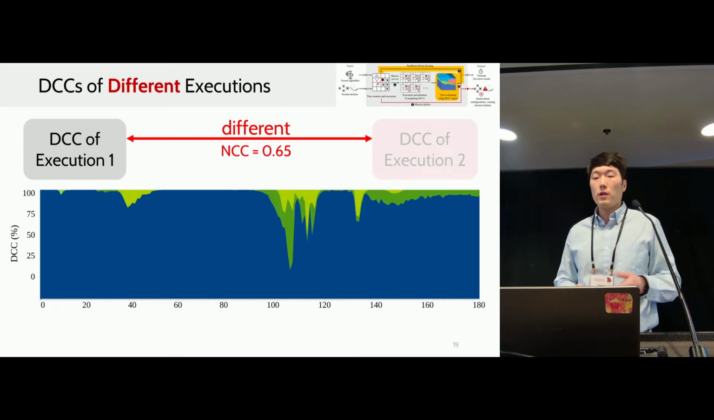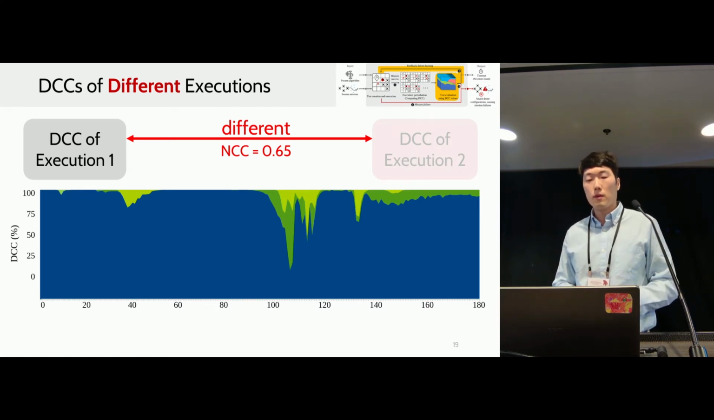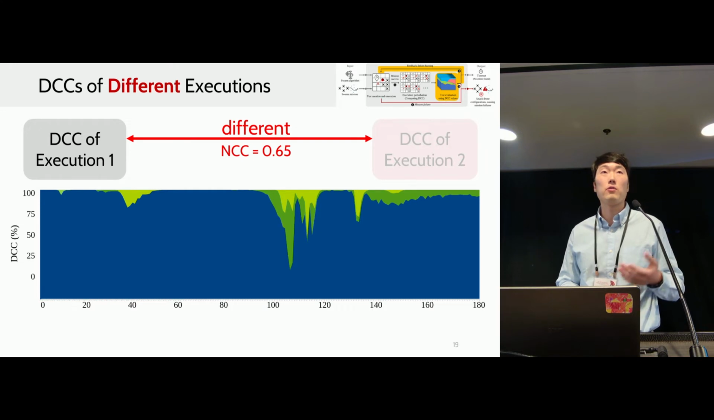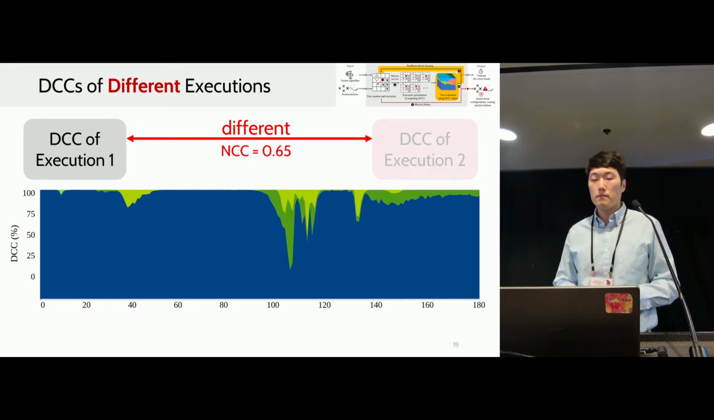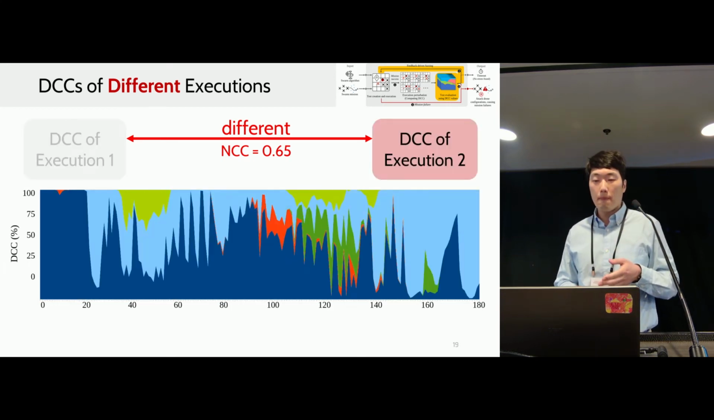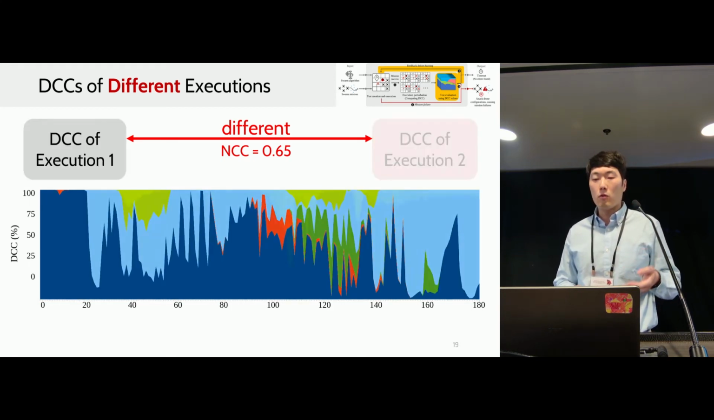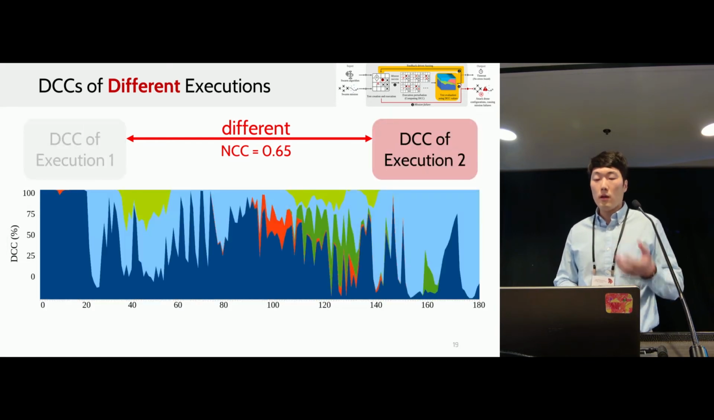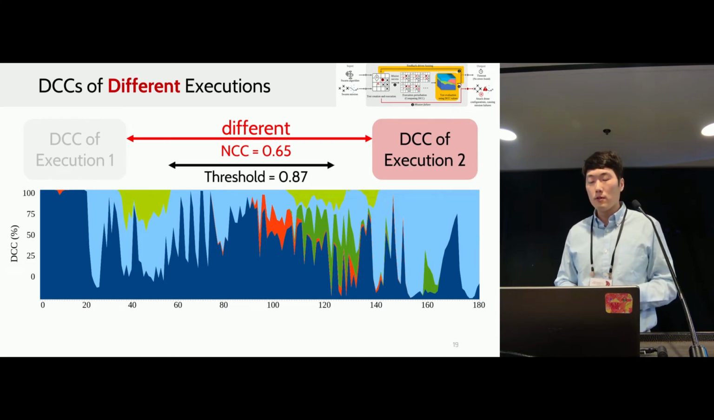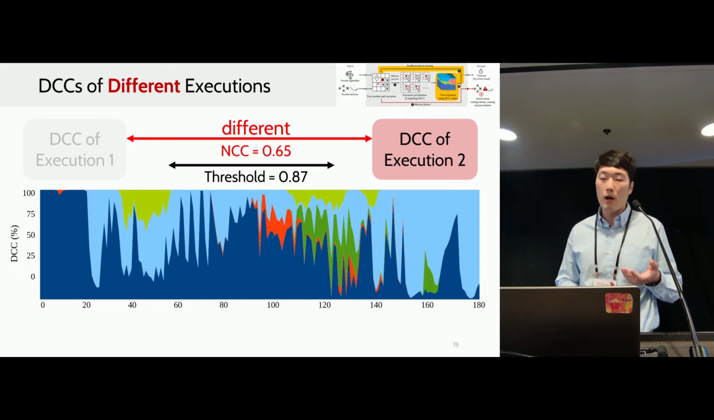Now, to see how DCC compares across different executions, we use the NCC value. NCC is the normalized cross correlation, which is one of the ways to compute the similarity between data in various fields. For this example, you can see the DCC of two executions, and as you can see, they are quite different. This difference is reflected by an NCC of 0.65. We use a threshold of 0.87 to categorize whether two executions are similar or different.